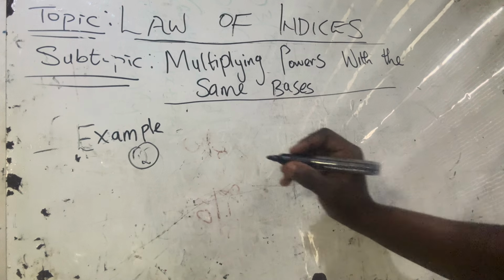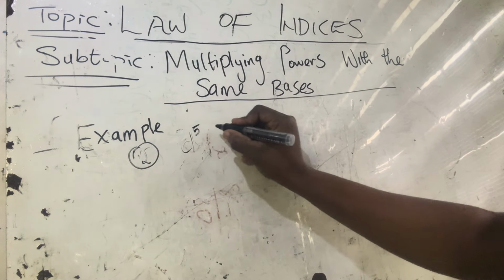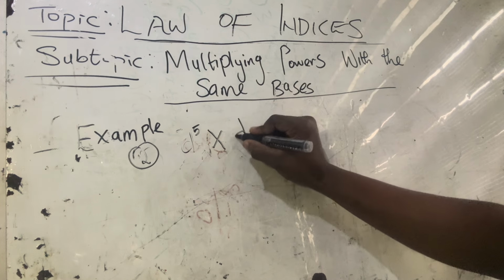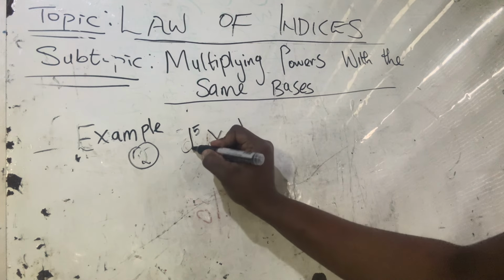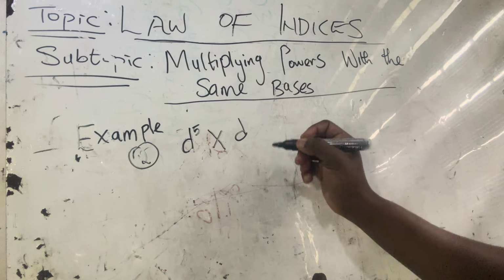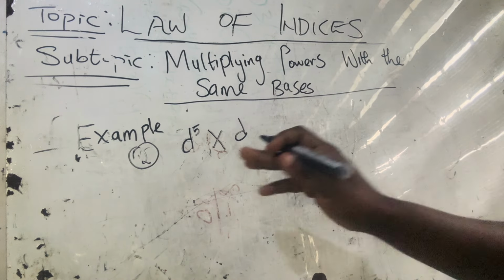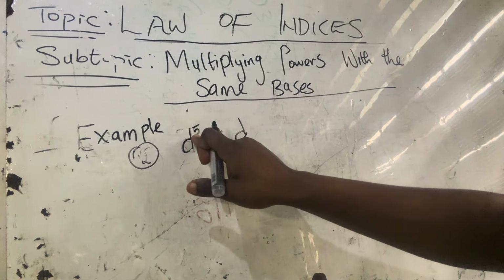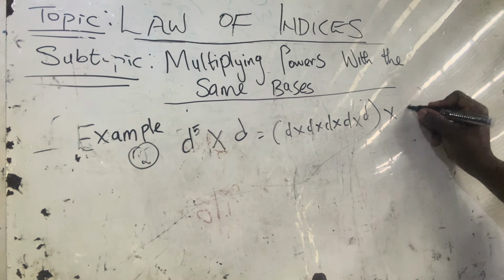Now, when we have d raised to power 5 multiplied by d. This is d raised to power 5 multiplied by d. Now, what does that mean? Using the expanded method, d raised to power 5 means you have to multiply d into 5 places, which will give us d times d times another d. This is 3 times d, making 4 times d, into 5 places, because this is d raised to power 5 multiplied by d raised to power what? An invisible one, which is still d.